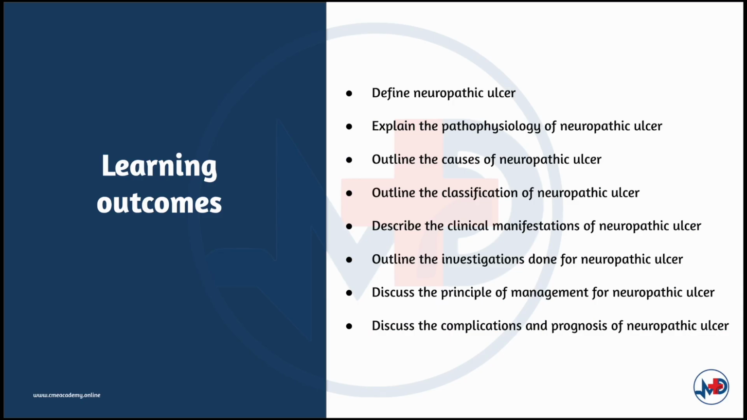By the end of this topic, you should be able to define neuropathic ulcer, explain the pathophysiology of this ulcer, outline the causes and classification of neuropathic ulcers, describe the clinical manifestations, outline the investigations, discuss the principles of management, and discuss the complications and prognosis of a neuropathic ulcer. Let's get started.